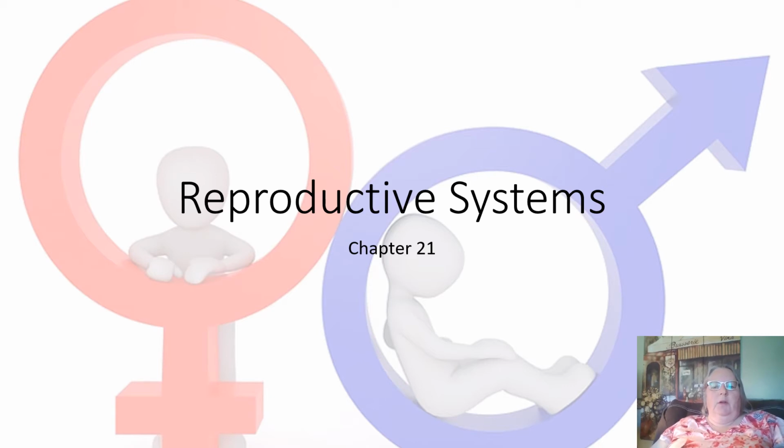Reproductive System, Chapter 21. This presentation is a little different. The objectives are in the front of the presentation. They are not dispersed throughout. It was smoother to present one gender and then the other gender.